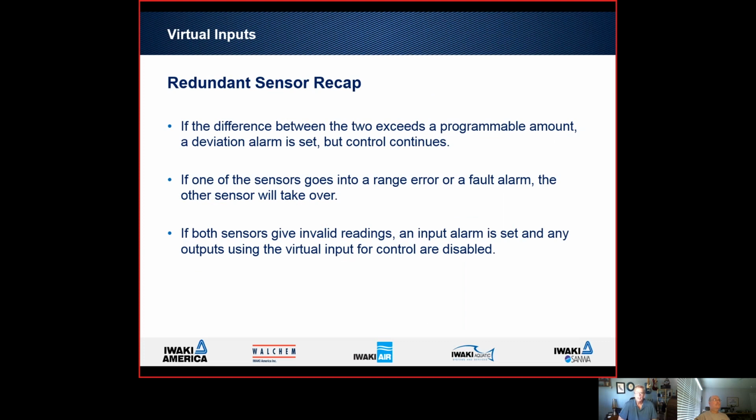Recapping redundant sensors. If the difference between the two exceeds a programmable amount, a deviation alarm is set, but the control continues. If one of the sensors goes into a range error or false alarm, the other sensor will take over. And if both sensors give invalid readings, an alarm input is set and any outputs, any controls using that virtual input are disabled.